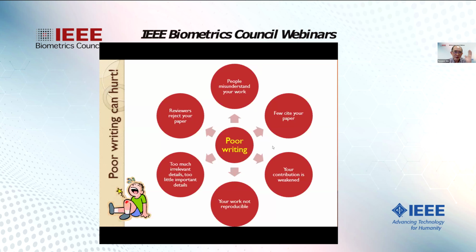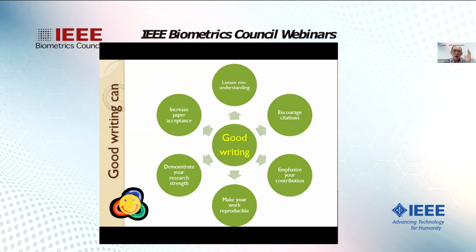So poor writing can definitely hurt you. On the other hand, good writing will definitely help you. It can lessen misunderstanding. It can encourage citations. Now, it doesn't guarantee paper acceptance. I wish that was the case. But certainly, it can increase the chance of your paper being accepted because it's clear and people understand. At least the writing will not hinder what you're trying to communicate. So I hope you keep that in mind. That's why we need to write well.